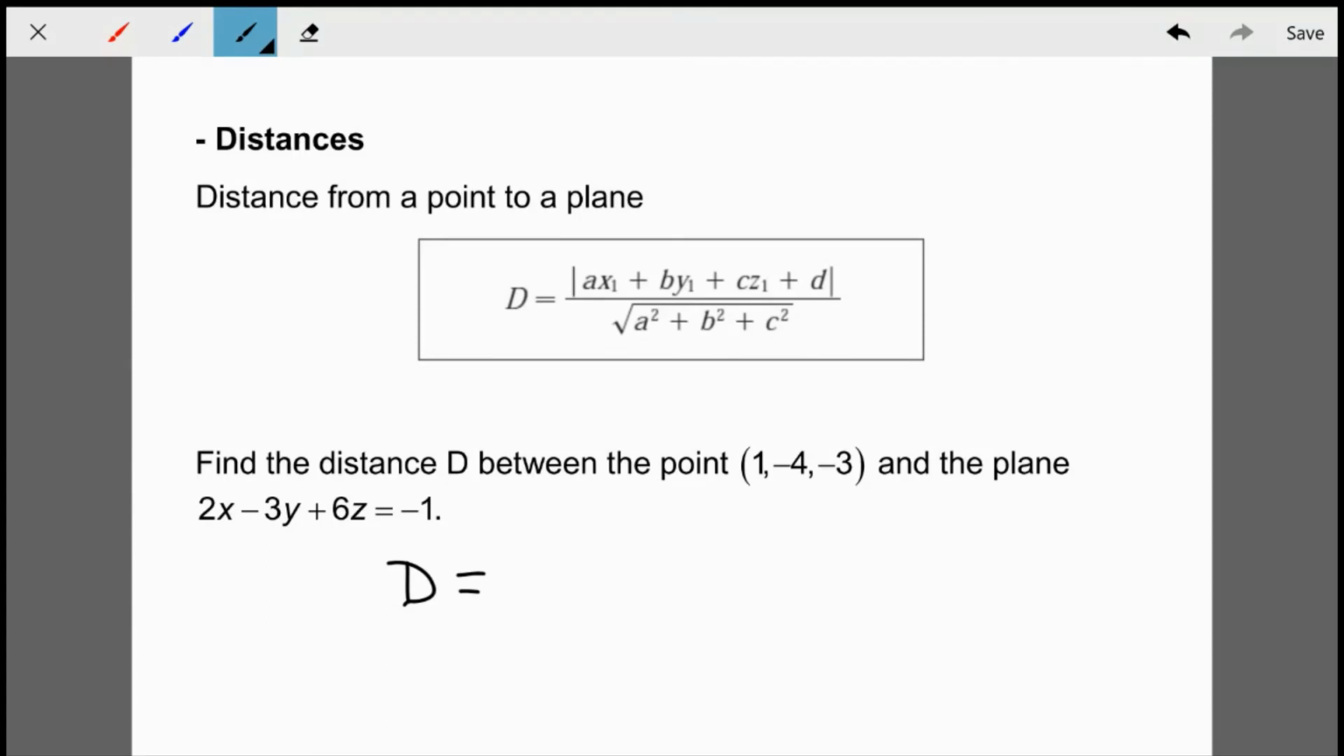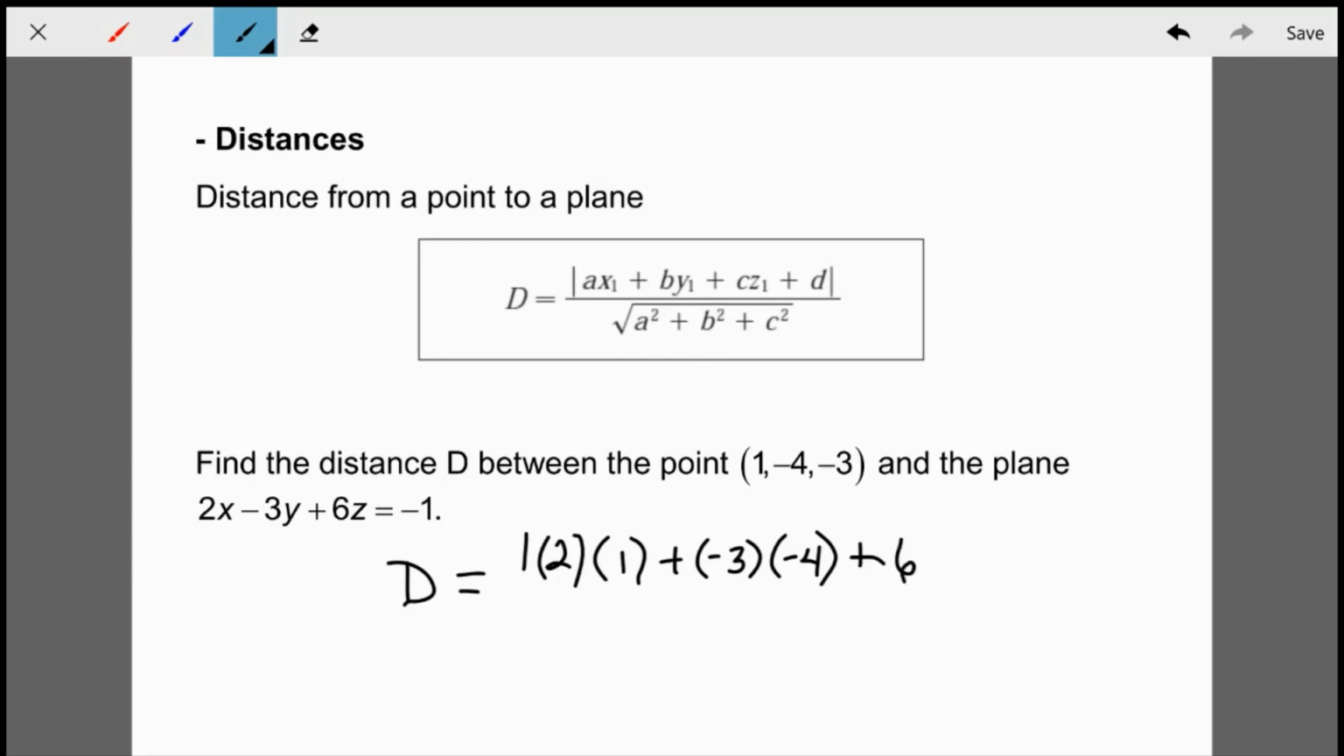So my formula says the magnitude of ax1 plus by1 plus cz1 plus d, divided by the square root of a squared plus b squared plus c squared. So I want the magnitude of what was in the numerator divided by that square root. Okay, so pretty simple to do. You can see that my a is 2. That's coming from the equation of the plane. The x1 is 1. And then I want to add that to -3, which is the b value, times -4, plus c times z1.